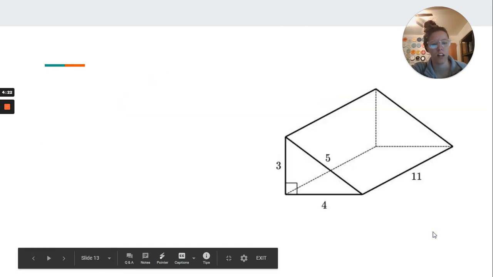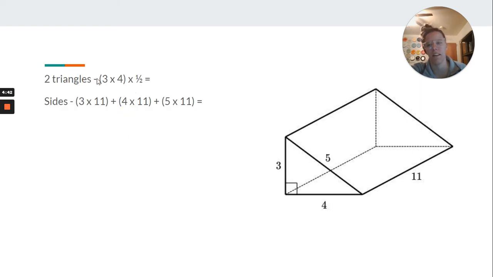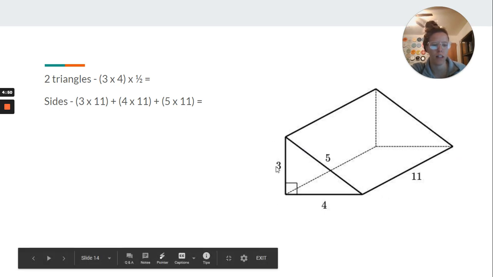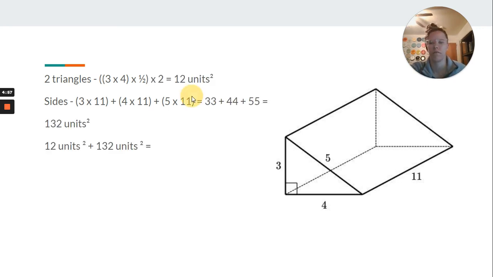Okay. Now we're going to look at a triangular prism. And this is a right triangular prism because it has a right angle triangle. Okay, so for triangles, we find the area by half base times height, or base times height divided by 2. So 4 times 3, we're going to do it times 1/2 then. So there's 2 triangles, right? The sides, we have 5 times 11, 4 times 11, and then 3 times 11. And we'd add all those together just for the sides, okay?